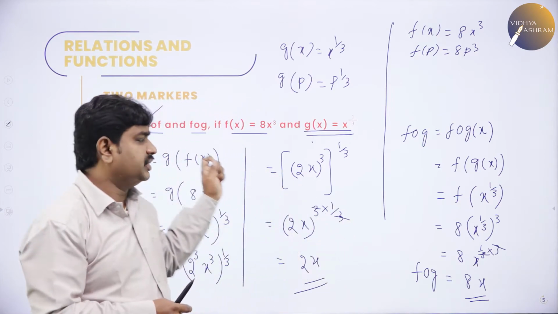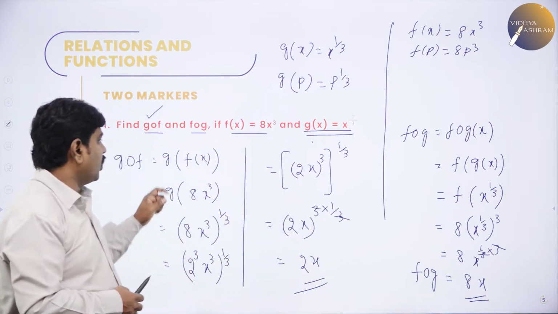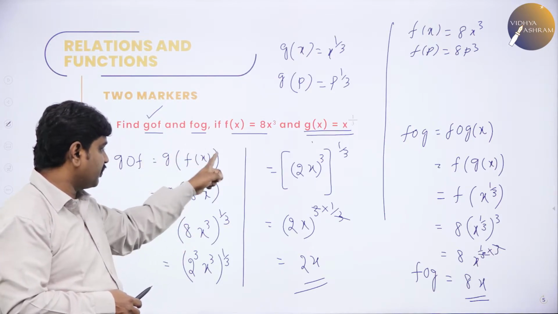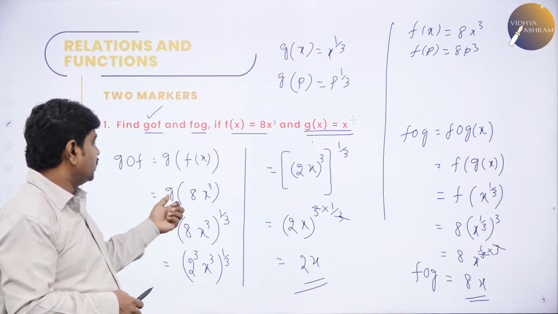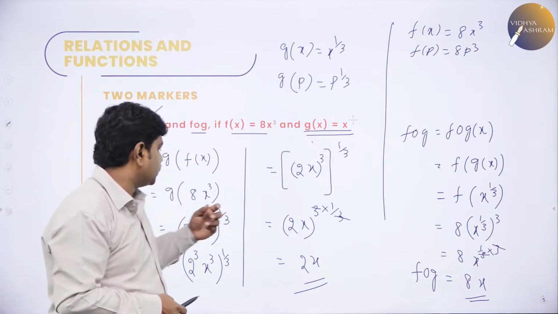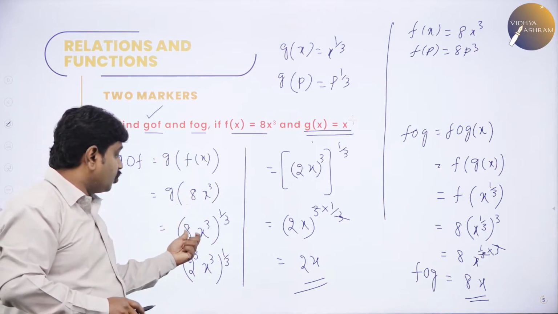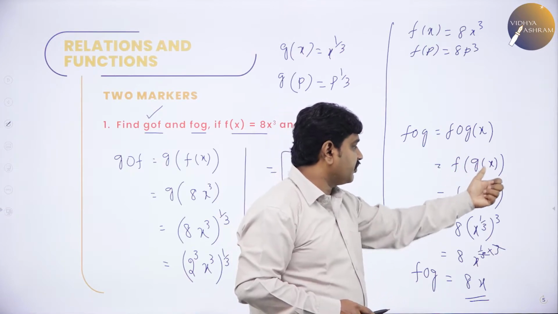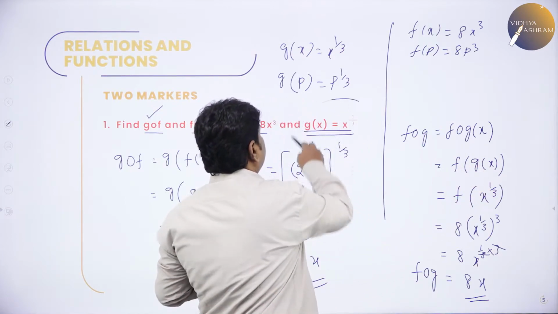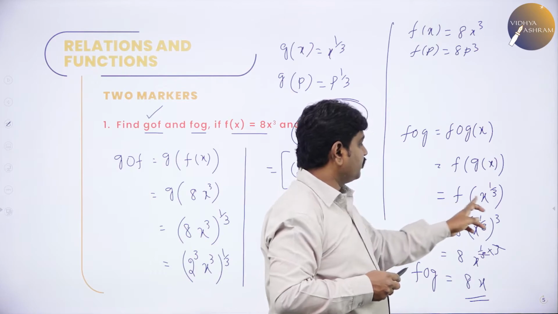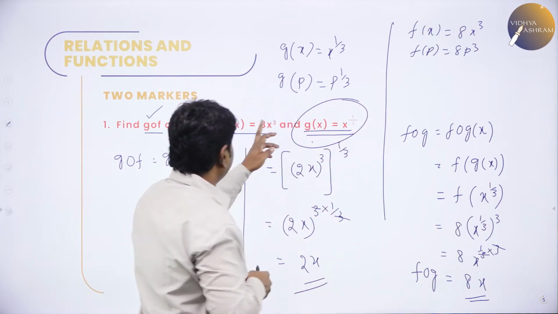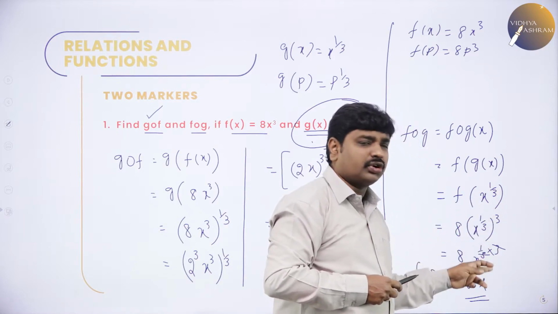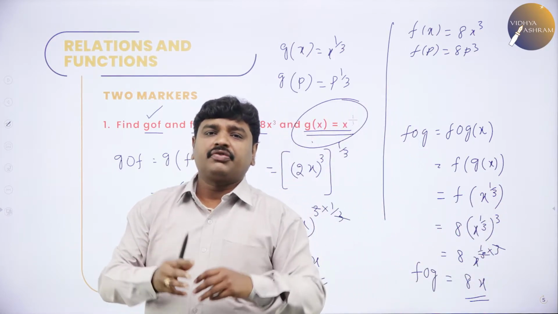Here f and g are real valued functions. They want you to find GOF and fog. How to find? GOF means GOF x. GOF x means g of f of x. F of x is given, write it, and g of 8x cube. G of x is x power 1 by 3. G of 8x cube is 8x cube whole power 1 by 3. Similarly, fog means fog x, f of g of x. G of x is given in the problem. Put it, and f of this is, see, f of x is 8x cube. F of x power 1 by 3 is 8 times x power 1 by 3 whole cube. Simplify, you will get it. I hope all of you understood.